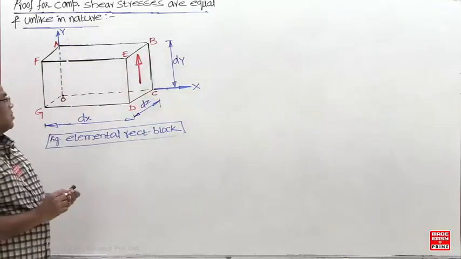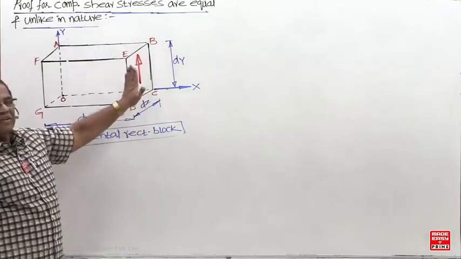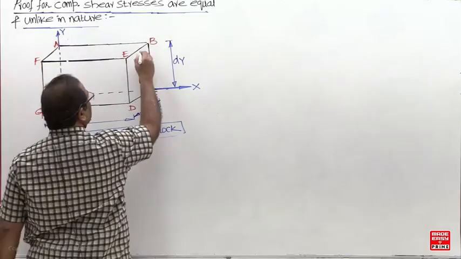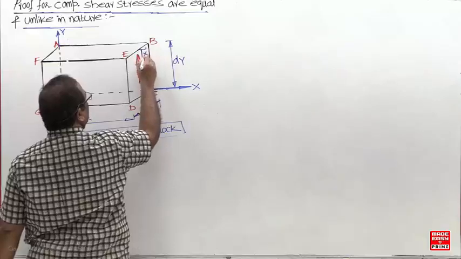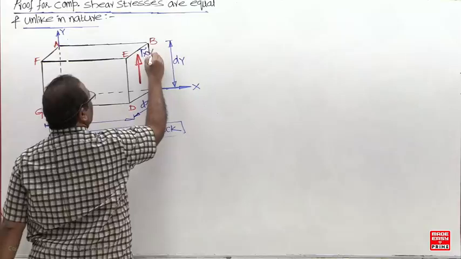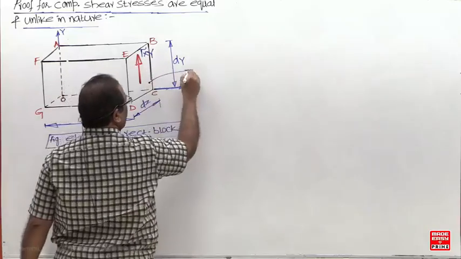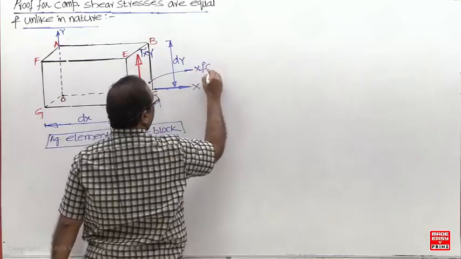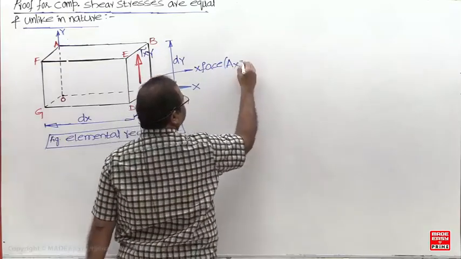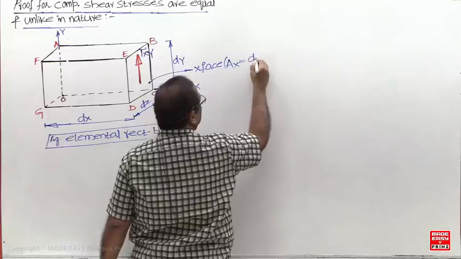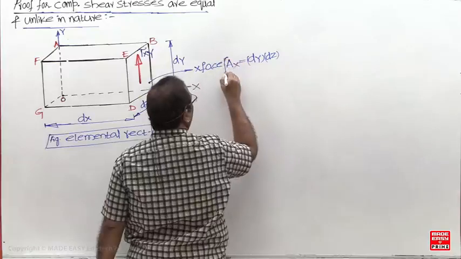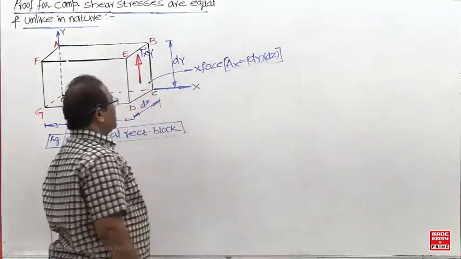Now, which shear stress do you have to call this? On which face? X face. Tau xy. This is tau xy. What is the area of this face? dy and dz.